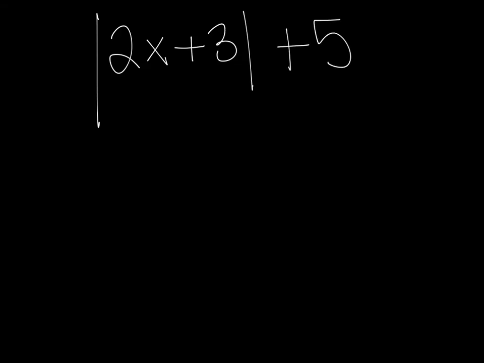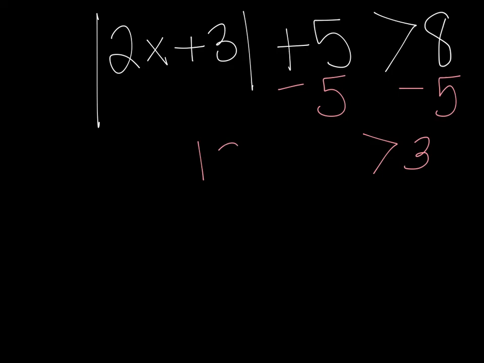Alright, so let's do one with an inequality. So now I have the absolute value of 2x plus 3 plus 5 greater than 8. Okay, so now we have this 5 outside of the absolute value, so now I need to subtract 5 on both sides. So now I have 3 on the right, so now we have absolute value of 2x plus 3 is greater than 3. So now we need to solve for x, so we're going to have two answers.